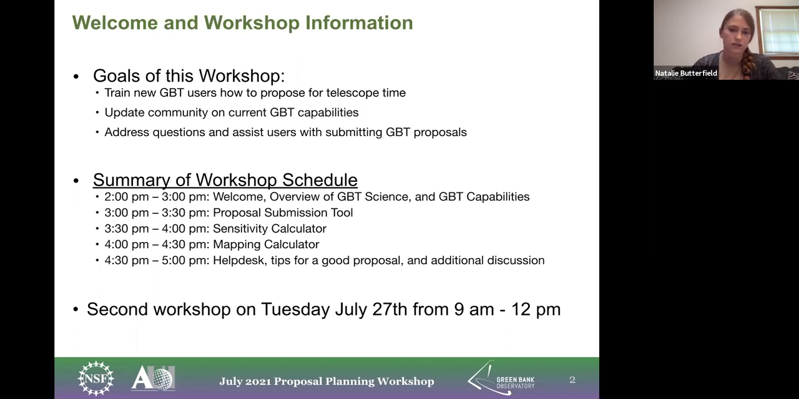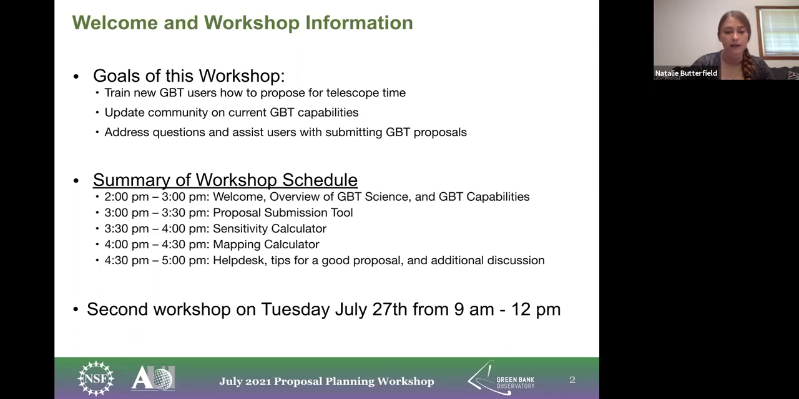This first talk is just going to cover an overview of the different GBT science capabilities, as well as the current proposal cycle. Then we will cover the proposal submission tool. That's the online PST, which you will be using to submit your proposals for the GBT. And then we will cover the sensitivity calculator, which is one of the tools that we have available to calculate how much time you would need on source.